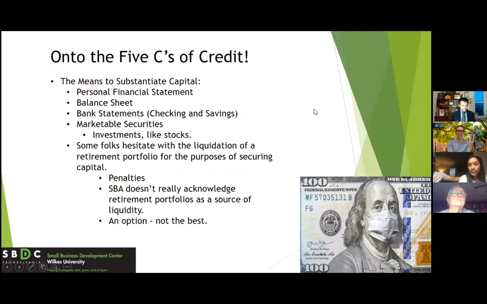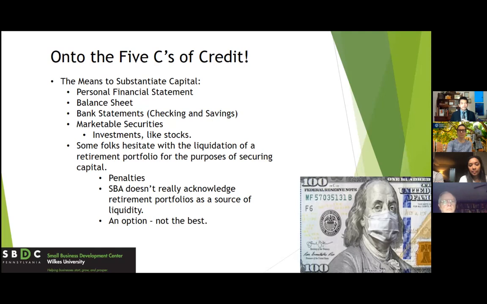So the means to substantiate capital, all right? We had mentioned the personal financial statement. You'll see there that the checking, the savings account, the marketable securities, that's all ways to evidence capital. If you presently have a business, you're going to see something called the balance sheet, where cash is articulated as the first line item. And like I said before, the personal financial statement is essentially the same thing as the balance sheet, but just on the personal level. Of course, beyond that, there are bank statements that evidence capital, checking and savings, right? Marketable securities, so those statements, investments like stocks.